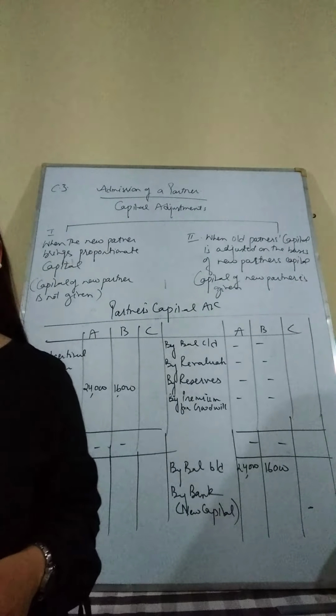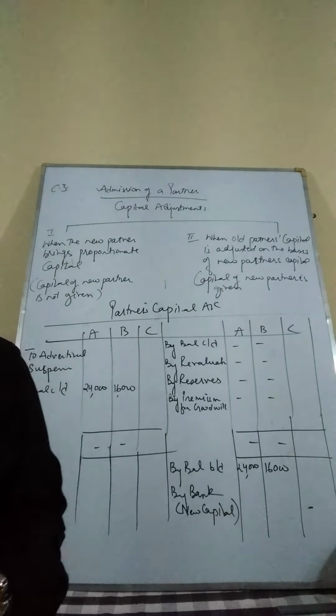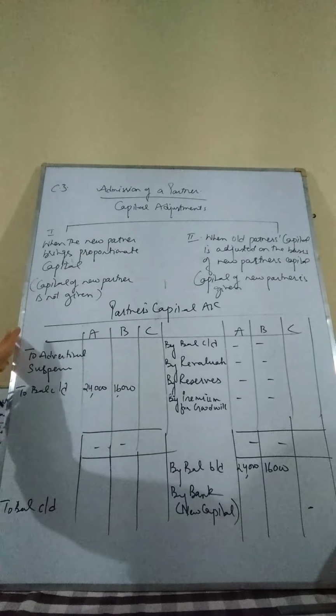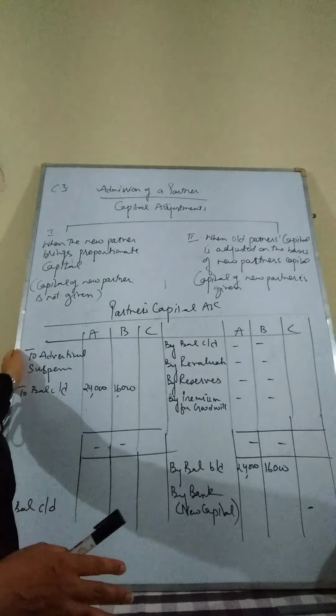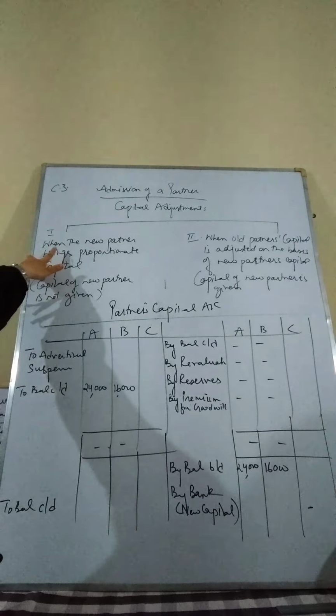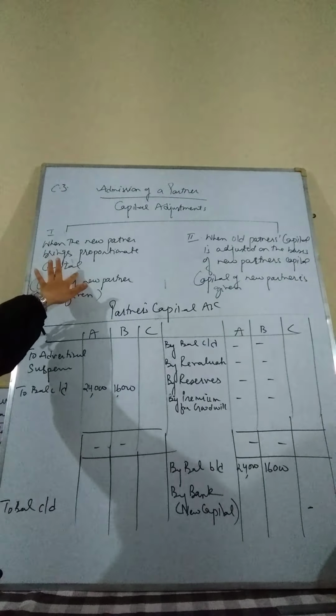So today we are here with the capital adjustments in the chapter of admission of a partner. You can have a look at the board very carefully. There are two types of capital adjustments that we are going to discuss. First is when the new partner brings proportionate capital.